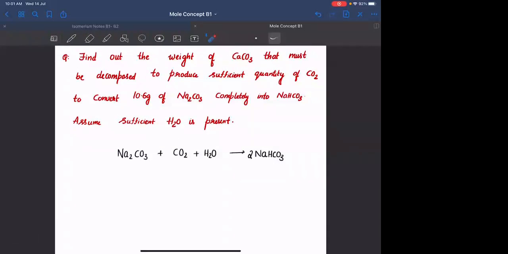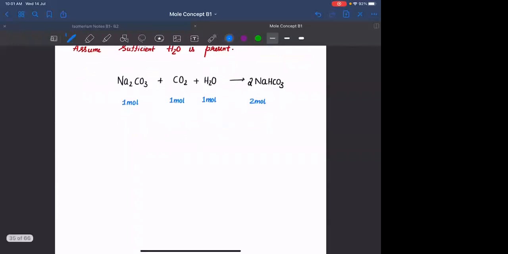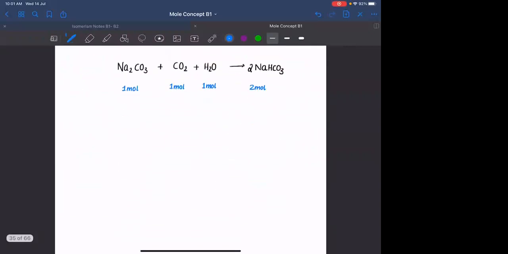How much Na2CO3 do I need to convert? 10.6 grams. From stoichiometry, if I am reacting 1 mole of Na2CO3, I require 1 mole of CO2 and 1 mole of H2O to get 2 moles of NaHCO3. Okay. Oh, they are asking about the weight.